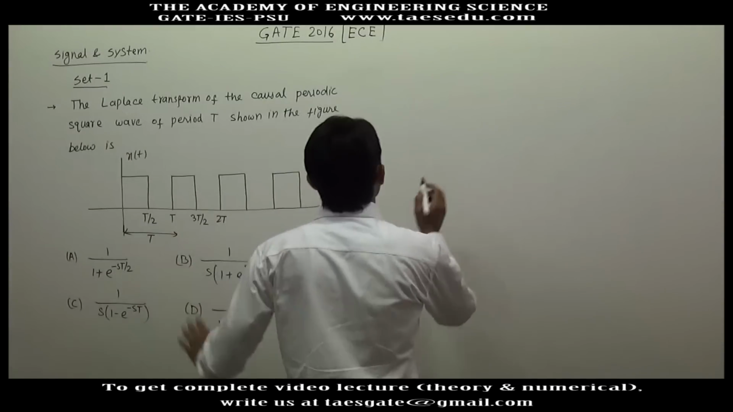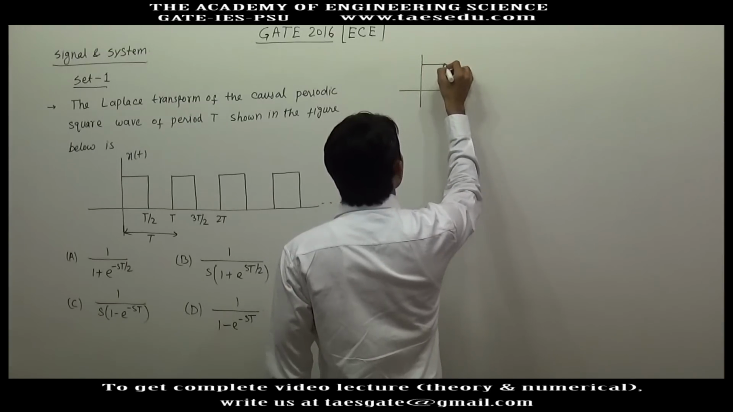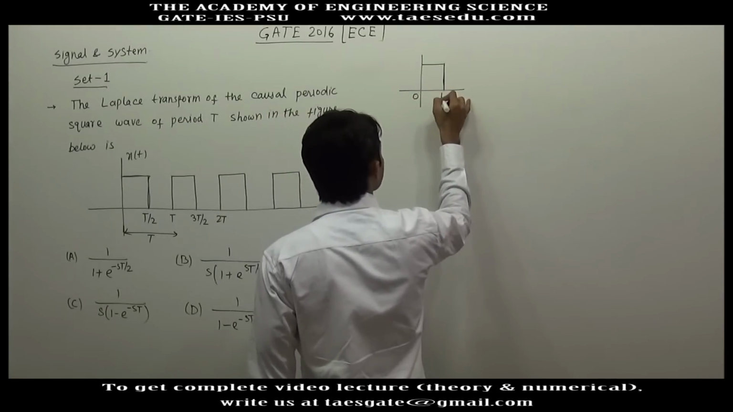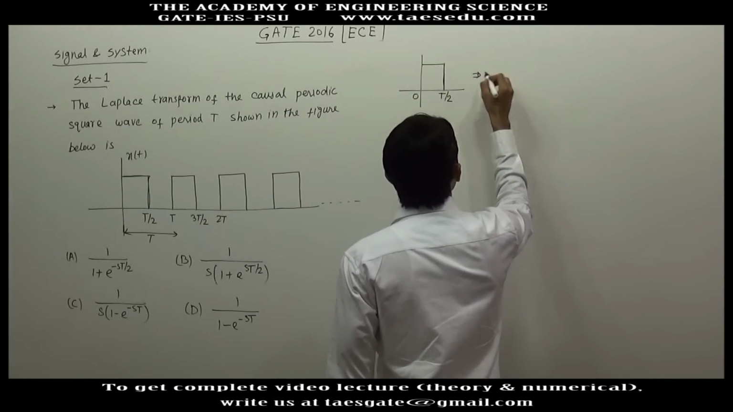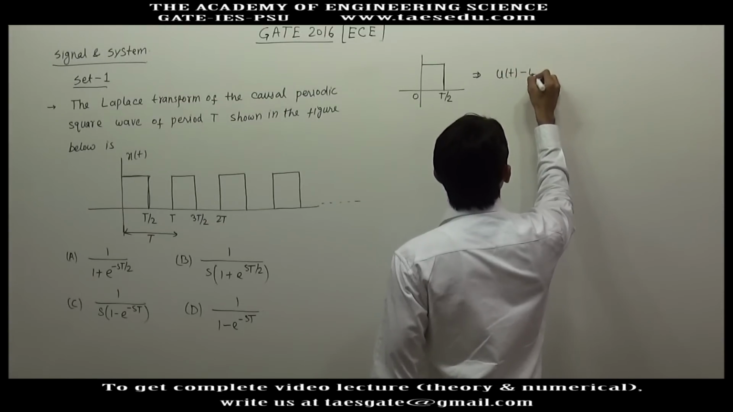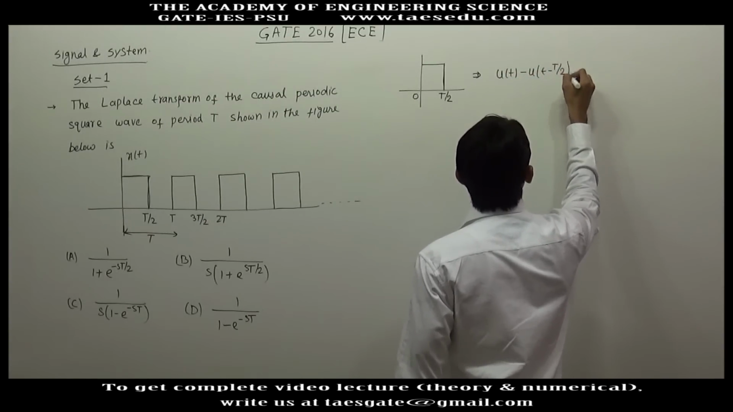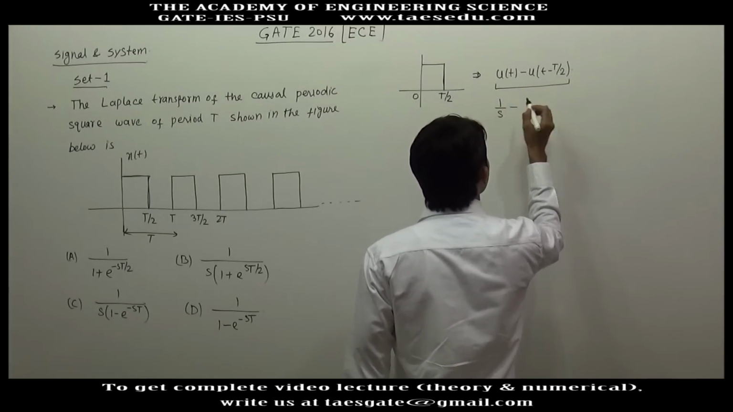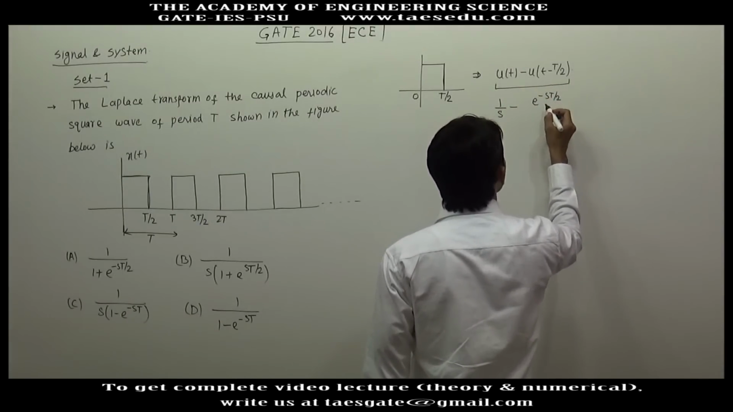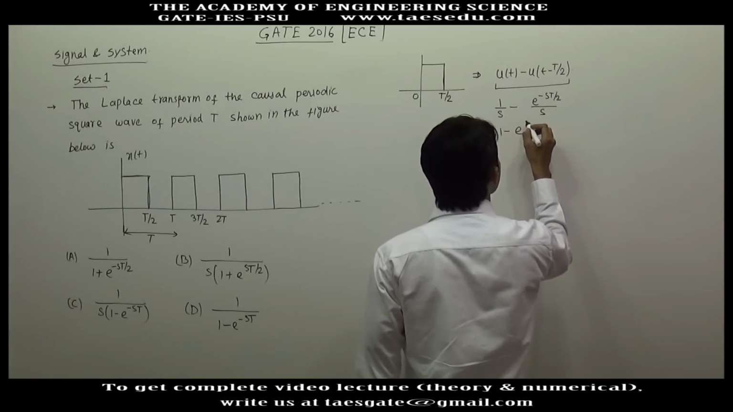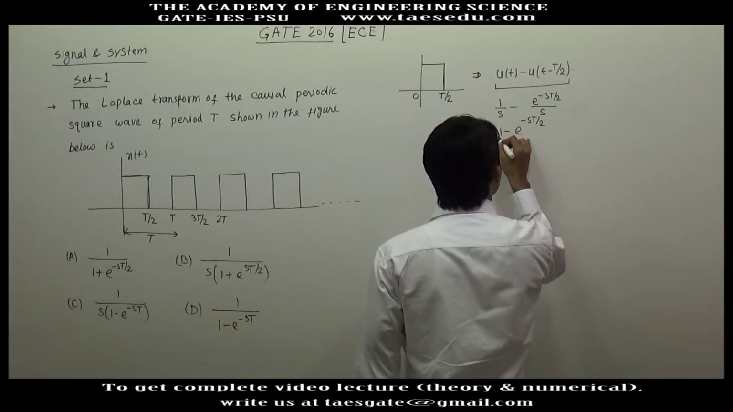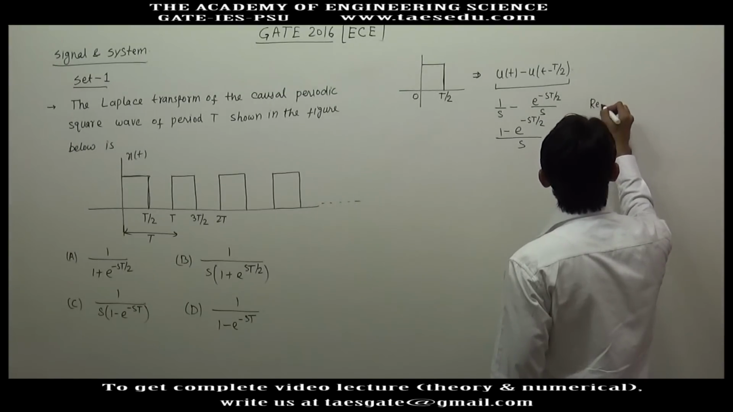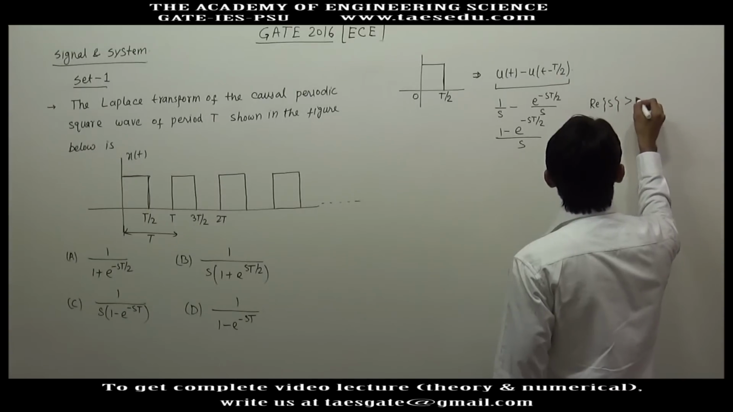So to find Laplace of this signal, first we will find Laplace of the first square wave. First, this wave only. This is 0 and this is T by 2. So this can be represented as u(t) minus u(t minus T by 2). And Laplace of the signal will be 1/s minus e to power minus sT by 2 divided by s, provided the region of convergence, the real part of s, will be greater than 0.